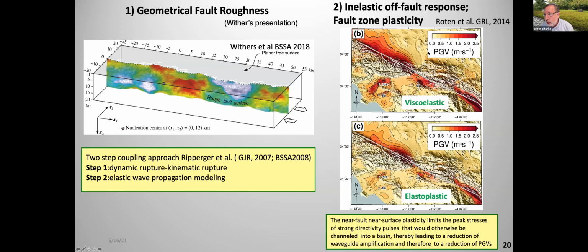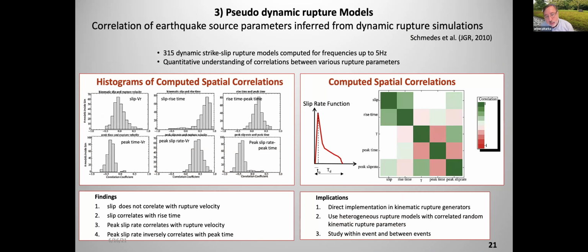And as Rotan and others have shown, it's very important that we include more realistic material properties in our fault, because they do affect the ground motion. As is shown here, there's a significant reduction in the near fault ground motion, but also in areas where this ground motion is channeled. And then one nice thing about the rupture dynamics, we could use pseudo-dynamic rupture modeling to come up with correlation among different rupture parameters, as is shown in this Schmedes study.